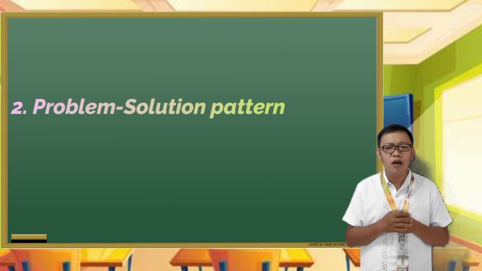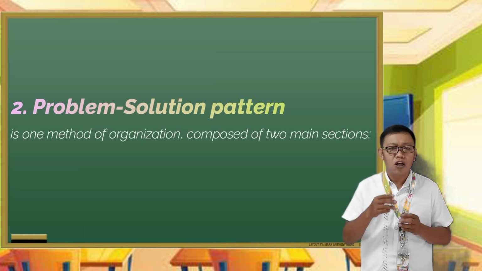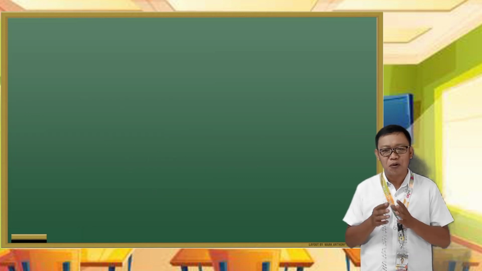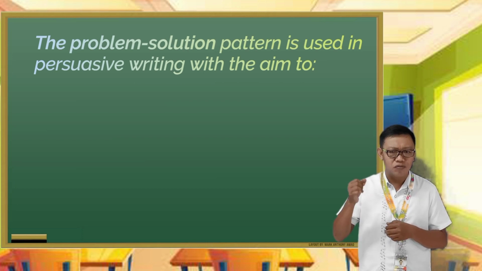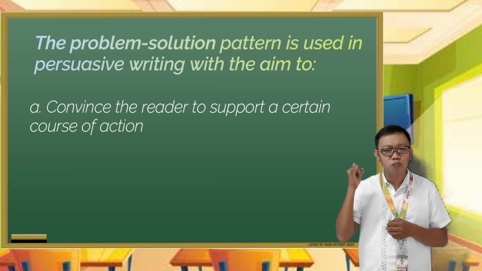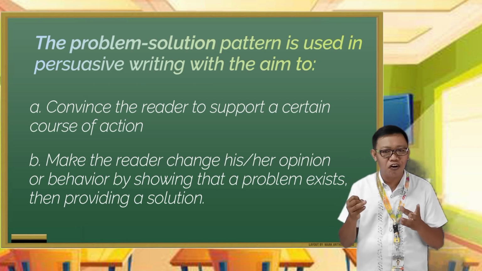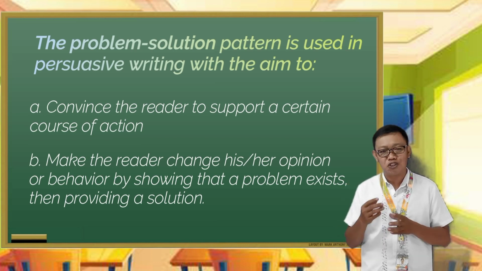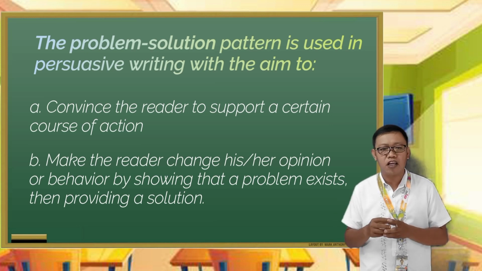Second pattern, the problem and solution pattern. This is one method of organization composed of two main sections. Remember this one, the problem, and secondly, the solution. The problem and solution pattern is used in persuasive writing with the aim to convince the reader to support a certain course of action, and next, to make the reader change his or her opinion or mind or behavior by showing that the problem actually exists. Then, of course, providing a solution.